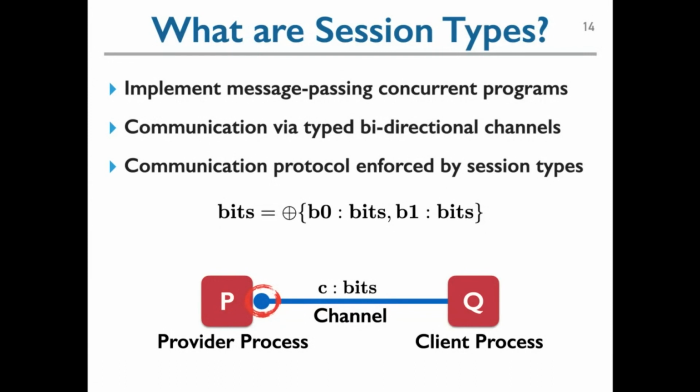So what this type means, what protocol does this enforce? Well, because it's an internal choice, it's the provider's choice, or P's choice, to either send B0 or send B1. And then because the type recurses back to bits in either case, P again sends either a B0 or a B1, and again forever. So P will essentially send an infinite stream of B0s and B1s to the client process Q. So that's the protocol enforced by this very simple type.